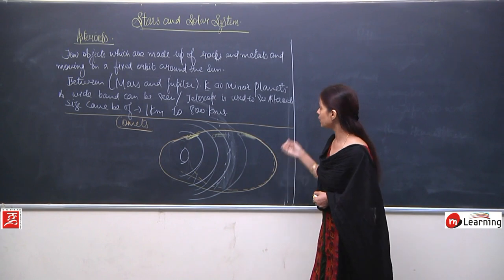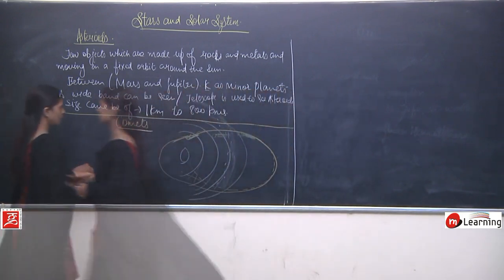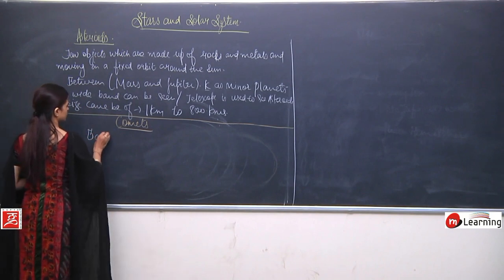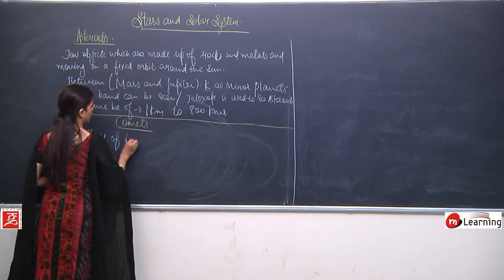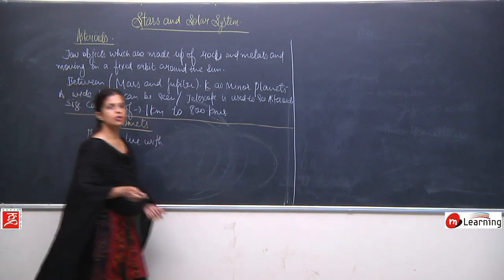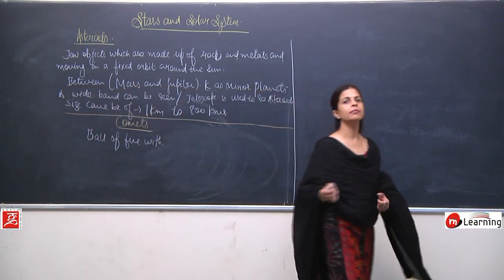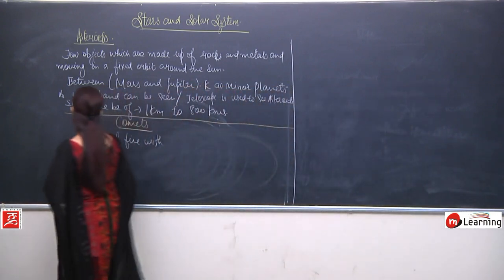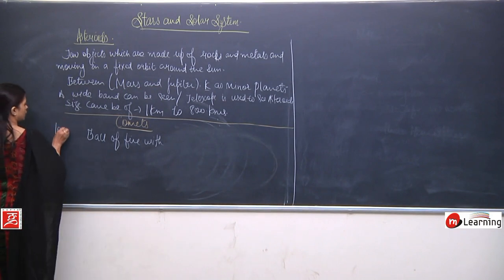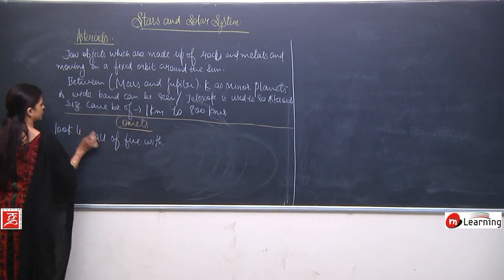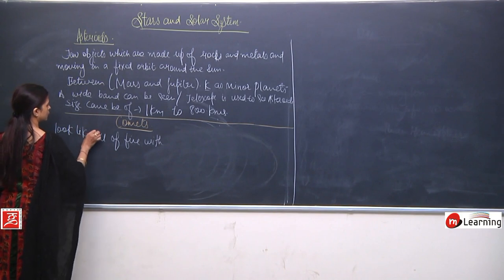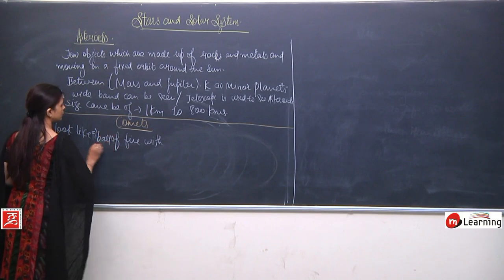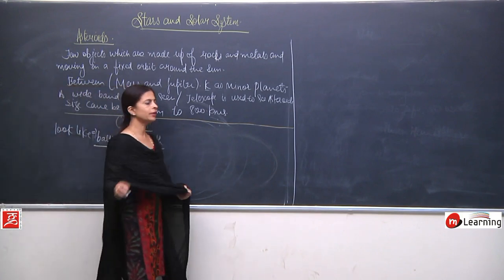So I will write the point first. I'll just clean this part. So comets are balls of fire with tail. Yeah, we are talking about the comet. I have rubbed that diagram now. So how do the comets look like? They look like a ball of fire with tail.